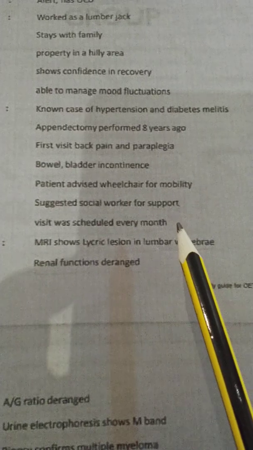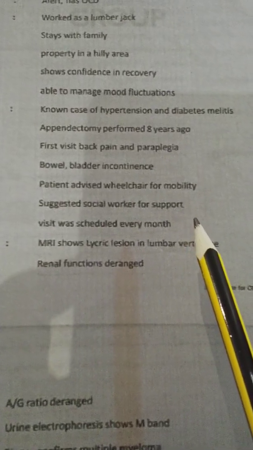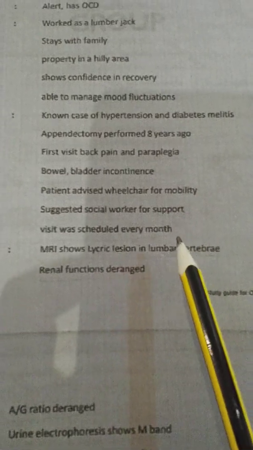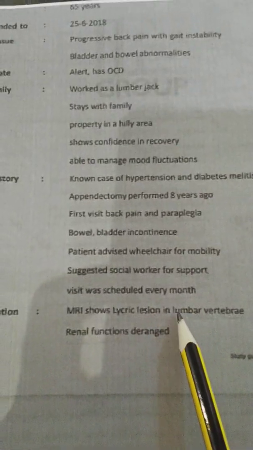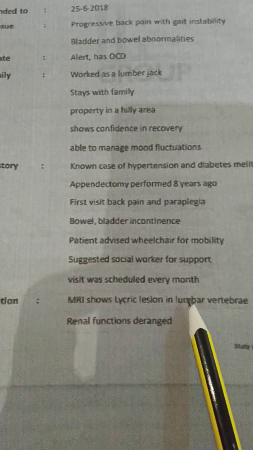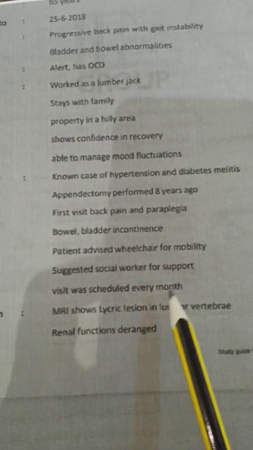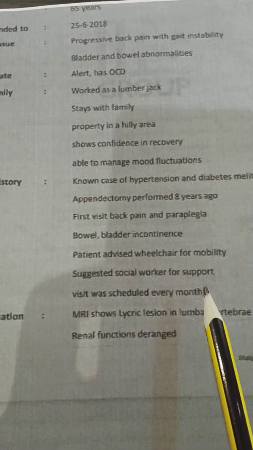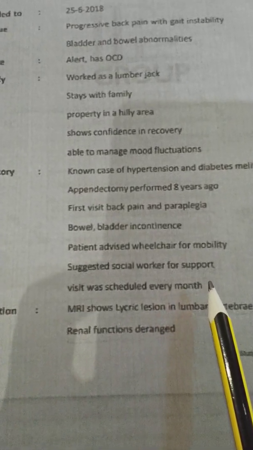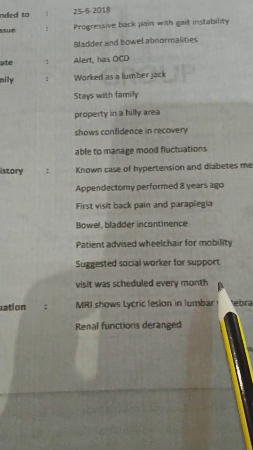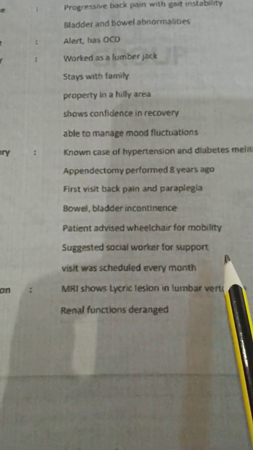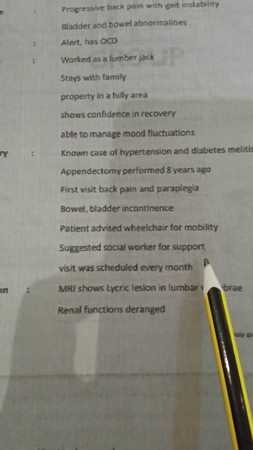So we can write, Mr. Johnson, who is hypertensive and diabetic, presented to hospital on 25 June 2018 with what all the complaints he had: back pain, paraplegia, bowel and bladder incontinence. So those were the complaints at that time when he was presented the first time.